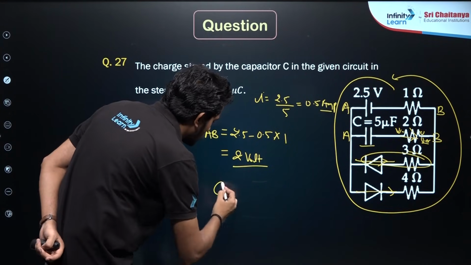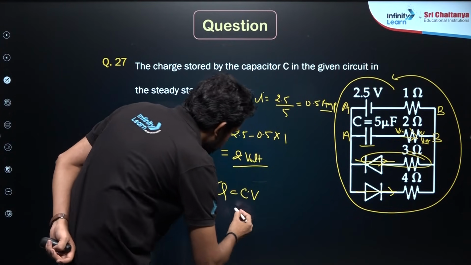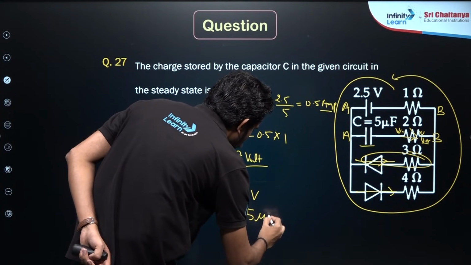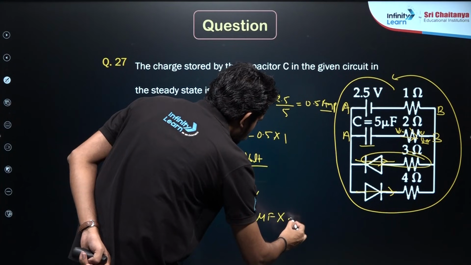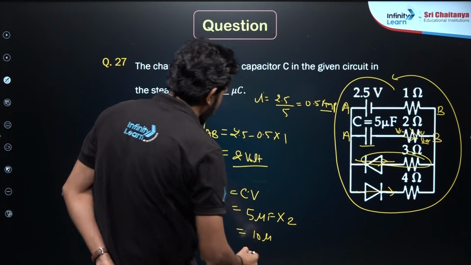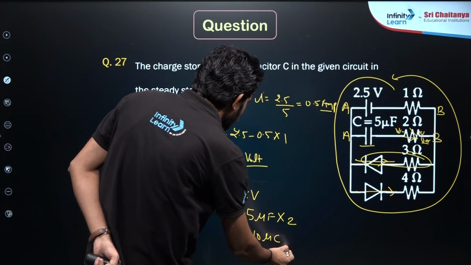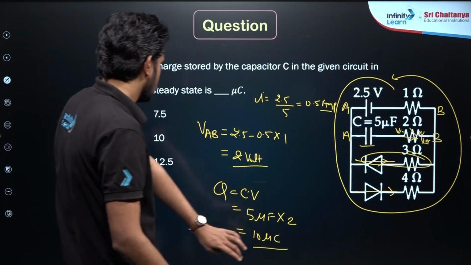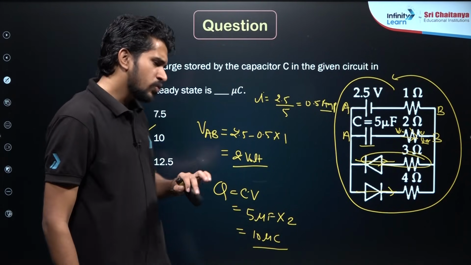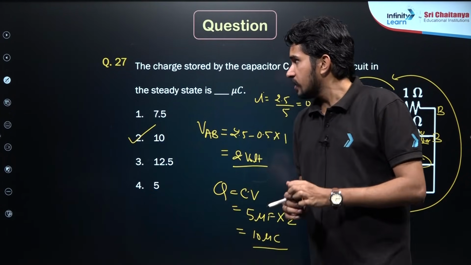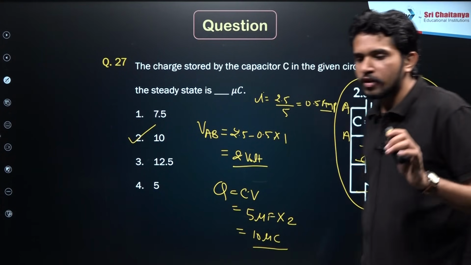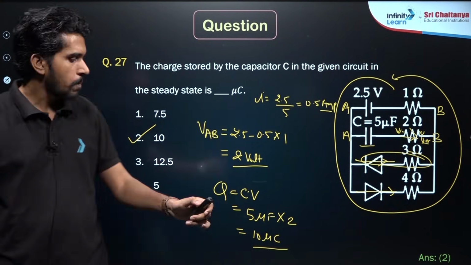So value of charge is CV. See, now capacitance is given 5 microfarad and voltage is 2. So answer would be 10 microcoulomb. Great. So answer would be the option number 2. This question is also pretty simple. See, level of the questions is simple if you know the concepts very well, right?